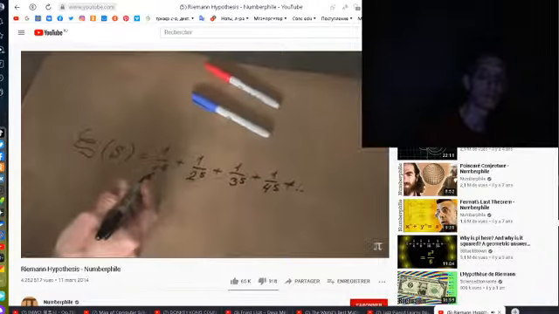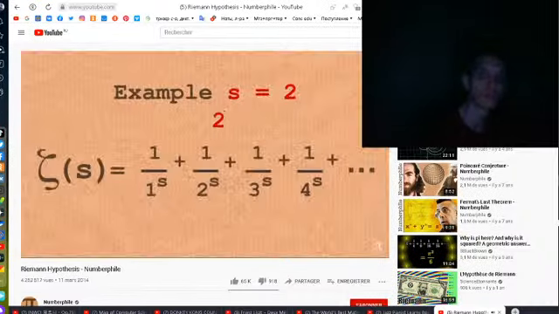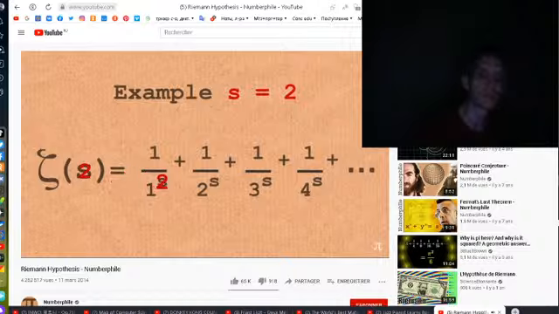So, for example, if we set s equals 2, zeta of 2 is going to be 1 divided by 1 squared, plus 1 divided by 2 squared, plus 1 divided by 3 squared, plus 1 divided by 4 squared, and so on.